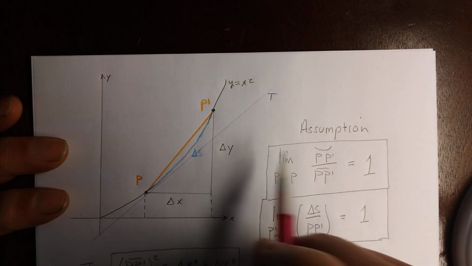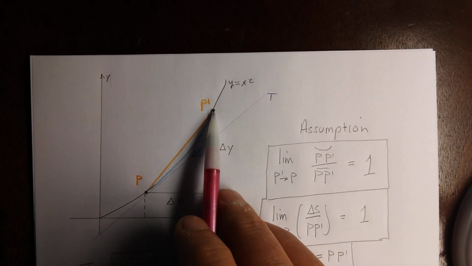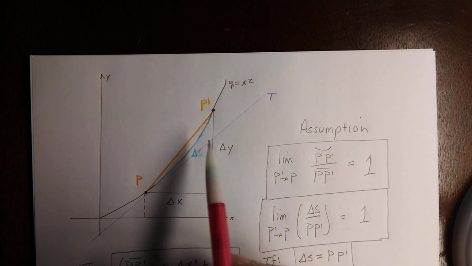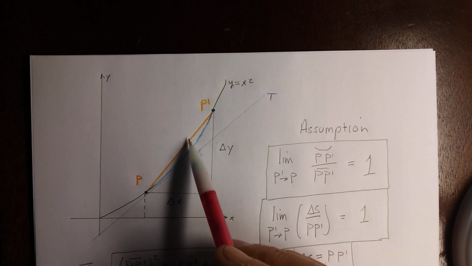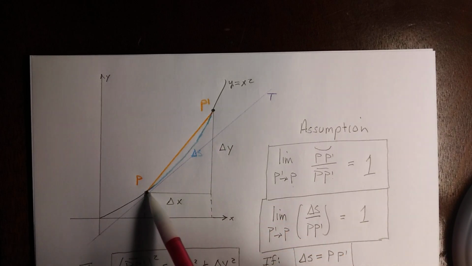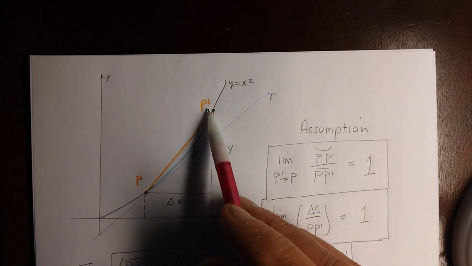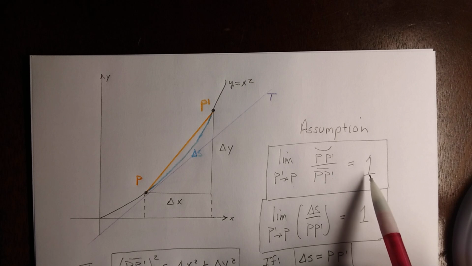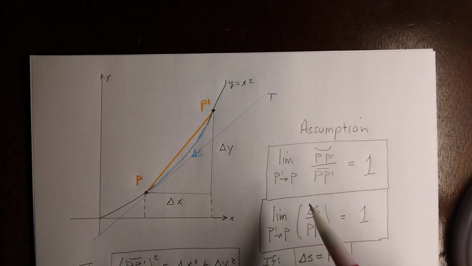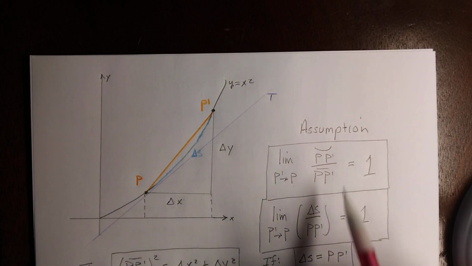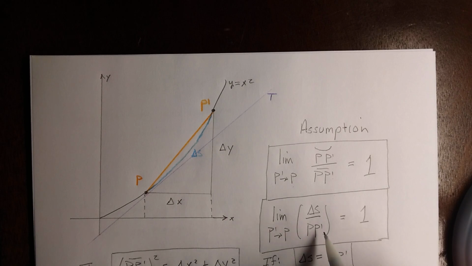Well, the first assumption we have to use is that the limit as P prime moves to P is going to be equal to 1. So you have P prime the straight line, P prime the curve. As P prime moves to P in the curve, divided by P prime moves to P in the straight line, we're going to assume that's equal to 1. And the same with delta s, because that's basically this curve divided by the P to P prime, and that's also going to be equal to 1. These are both the same thing.